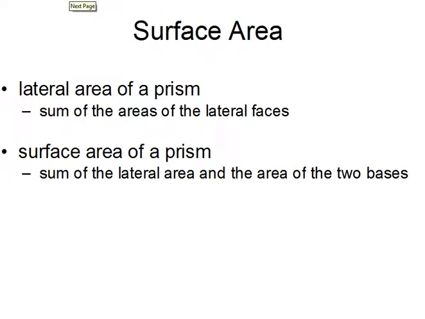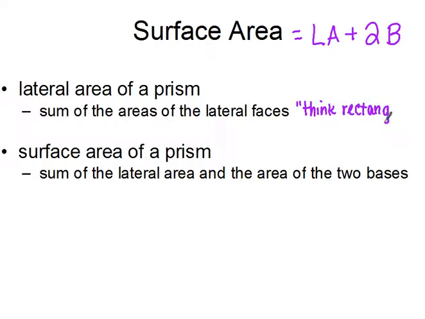For surface area, there are two parts. Surface area is always the lateral area plus the area of the two bases, depending on what they are. The lateral area is the sum of the areas of all the lateral faces. So think rectangles. All of the rectangles around the outside of the shape. And then the surface area, you take whatever the lateral area is and you add the two bases to it. So if we had a hexagonal prism, we would add up all the rectangles and then add the areas of the two hexagons as well.